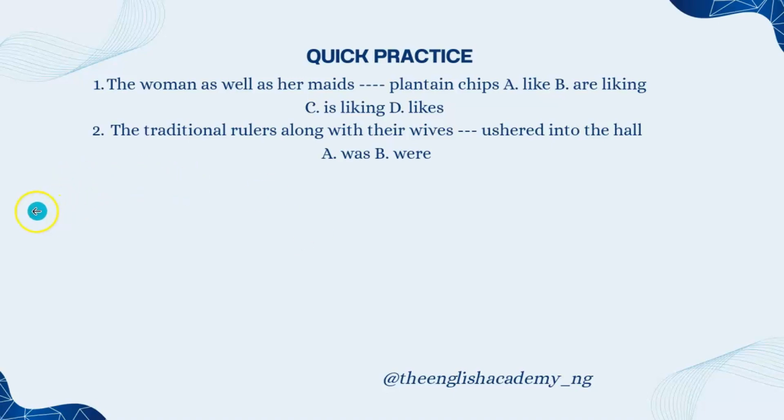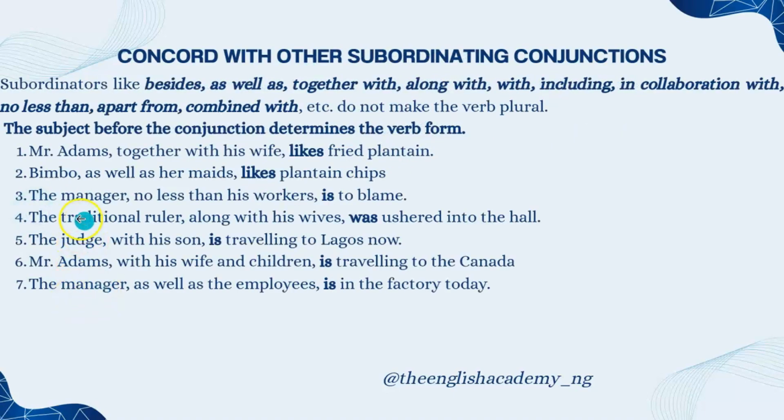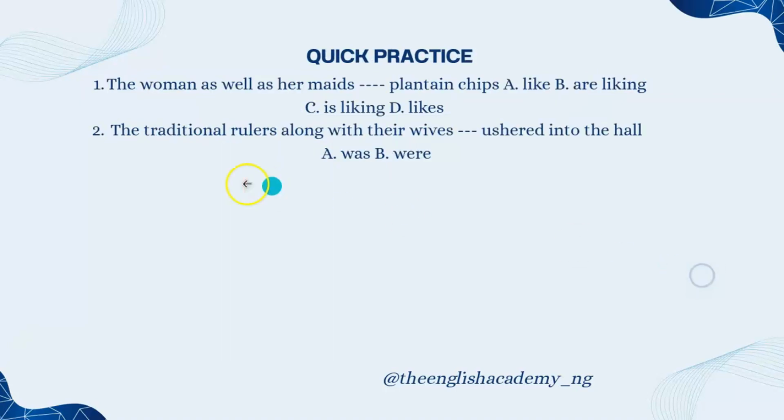If we go back to number 4: the traditional ruler, singular, along with his wife was ushered into the hall. It is the traditional ruler that determines our what? Our verb. Same here, but this time around, it is now already plural. The traditional rulers, now there are many, along with their wives, were ushered into the hall. I do hope you understand. We have come to the end of this aspect of our lesson on rules of concord.